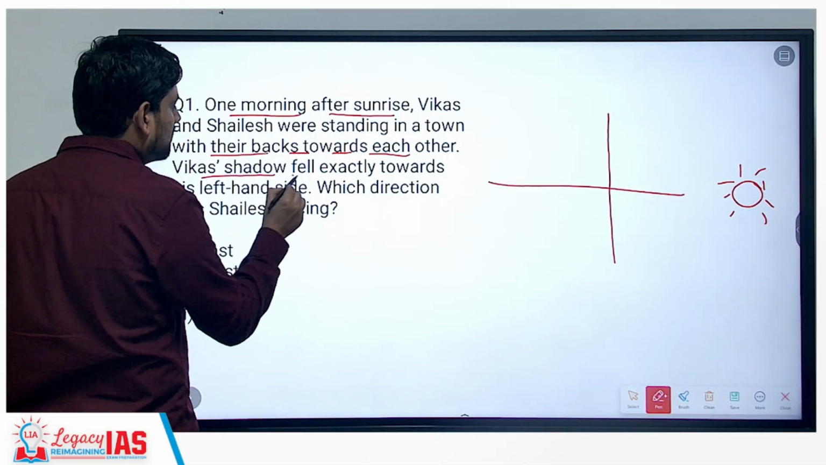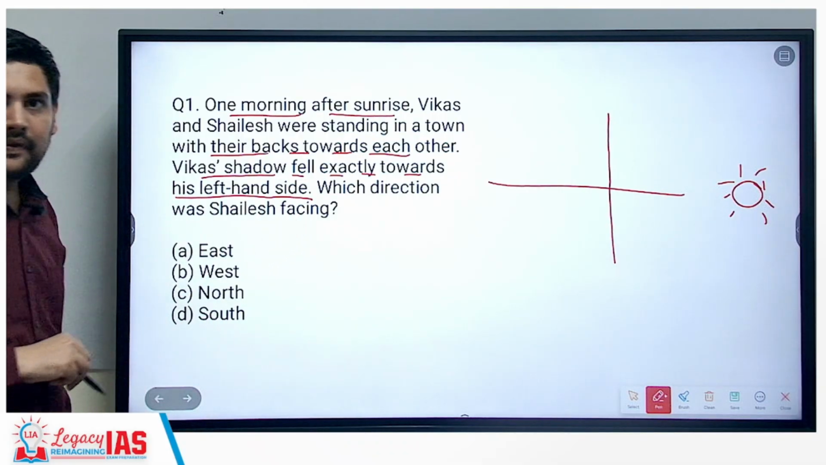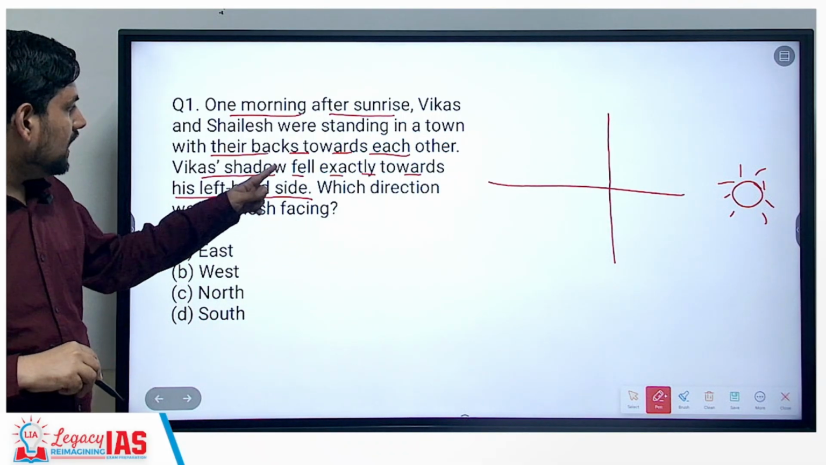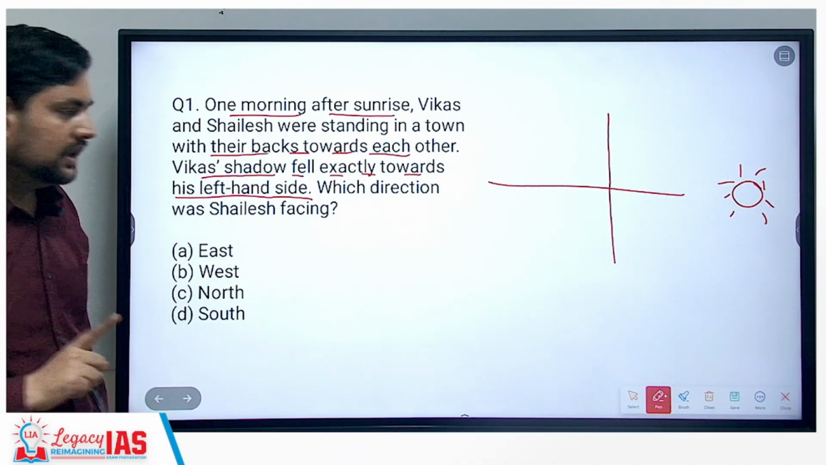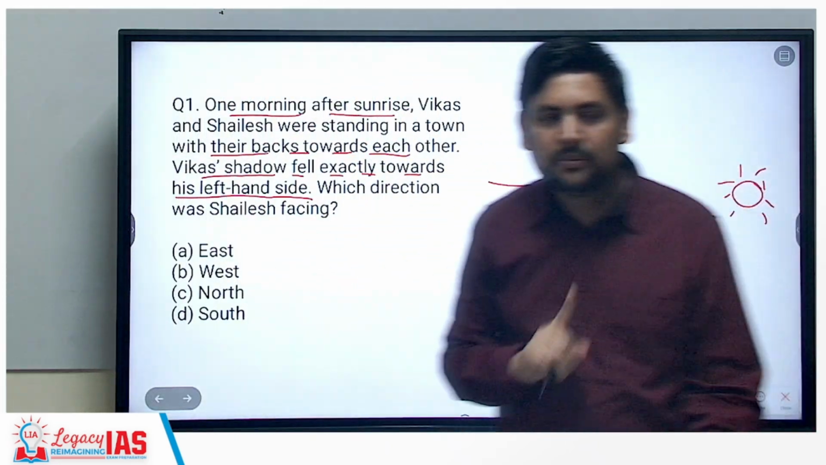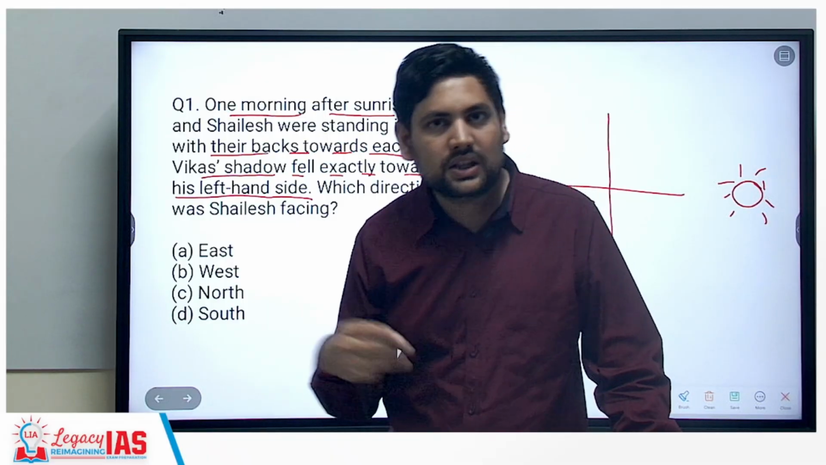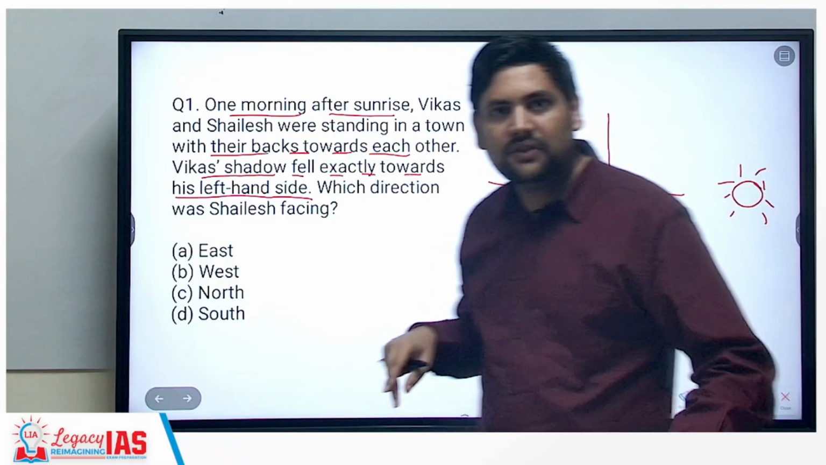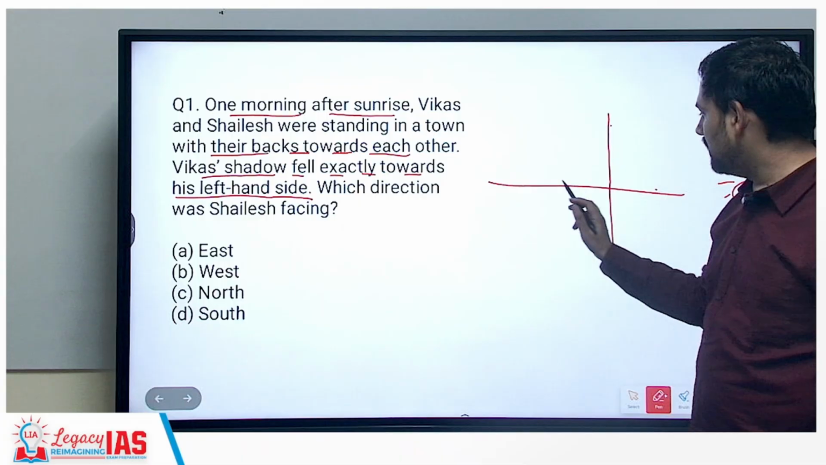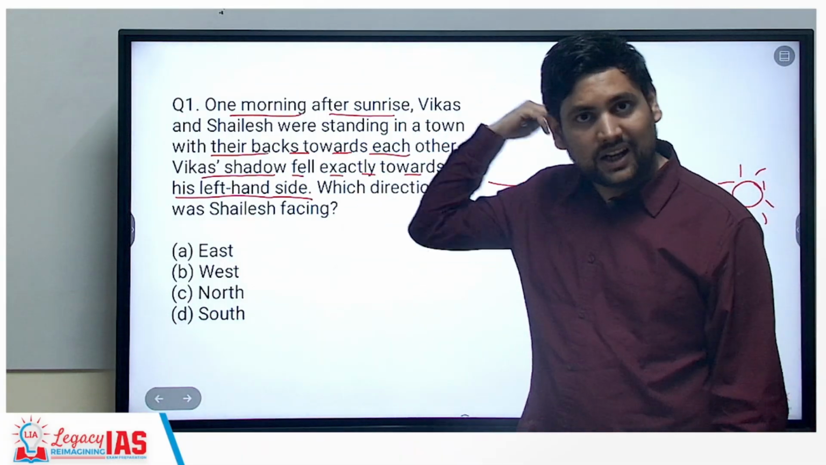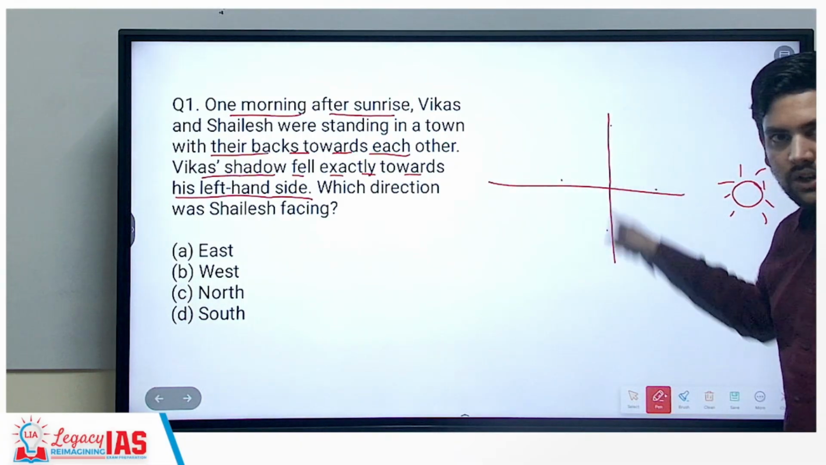Then Vikas' shadow fell exactly towards his left hand side. In which direction was Shailesh facing? Now see, during sunrise, if anybody's shadow is falling towards his left or his right, that means they are in the north-south direction, because if they were in the east-west direction, the shadow would be behind him or in front of him. So if it says left or right, it is the north-south direction.